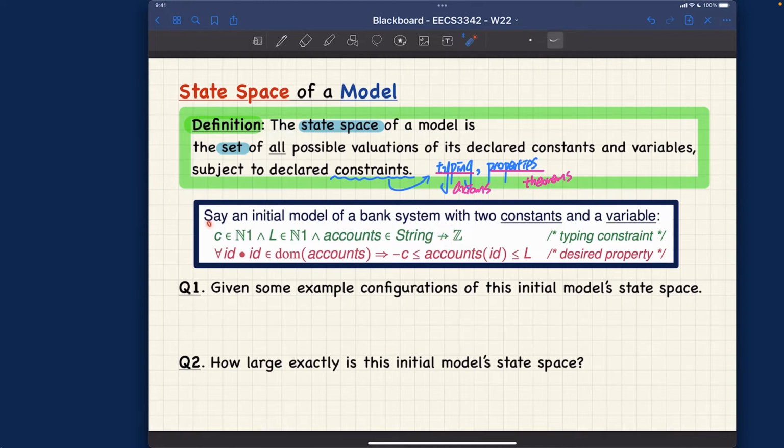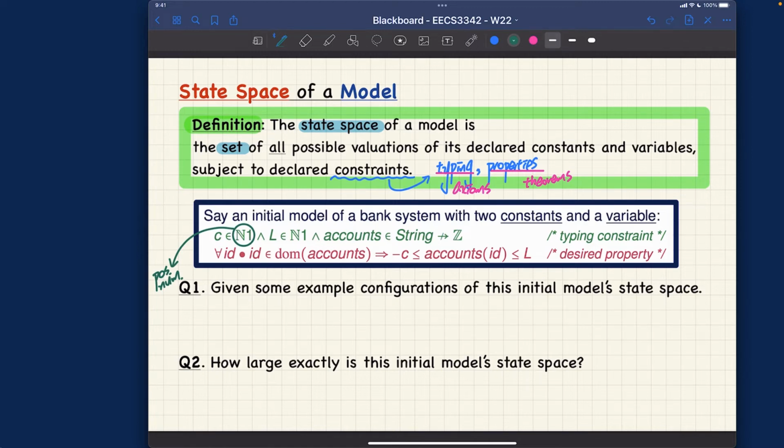So here, the first line in green, these are simply the typing constraints. And just remember N1 over here, we didn't really say that in the lecture in the math review, but we said that in the tutorial. So N1 is simply all the positive numbers, okay? The set of all positive numbers. It's more like a superset of just N, which starts with 0.